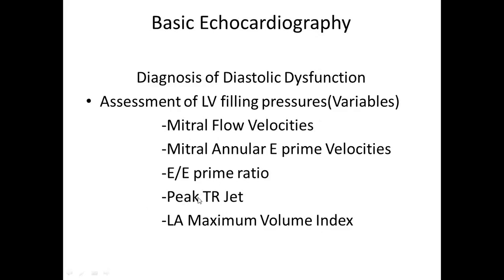A very high TR peak velocity also suggests elevated filling pressures. And a very high left atrial volume index, a big left atrium, suggests elevated filling pressures. So you can look at these variables and come to some sort of understanding whether the LV filling pressure is elevated, yes or no. But you have to put it together. You can't just use one of them, and that is why you have to use them in combination. Okay?